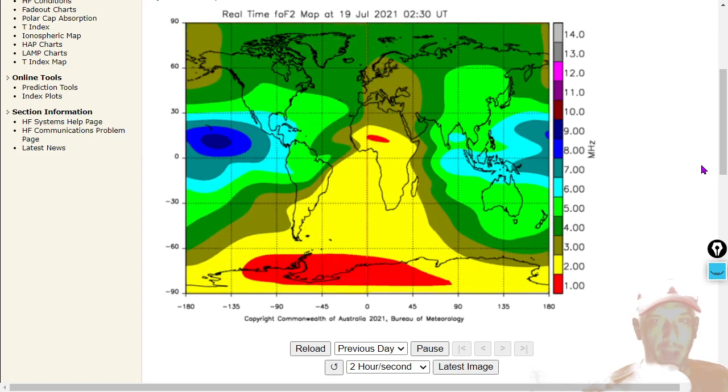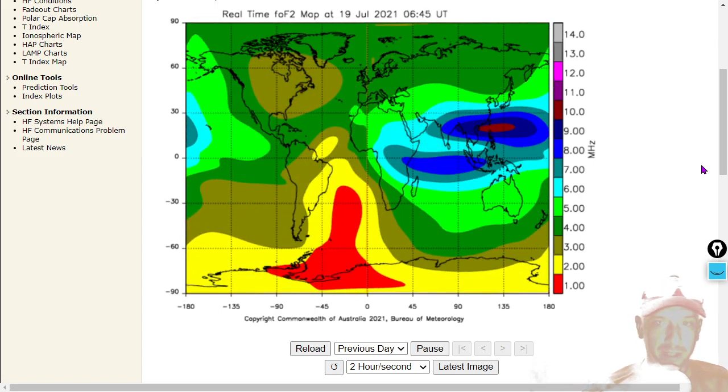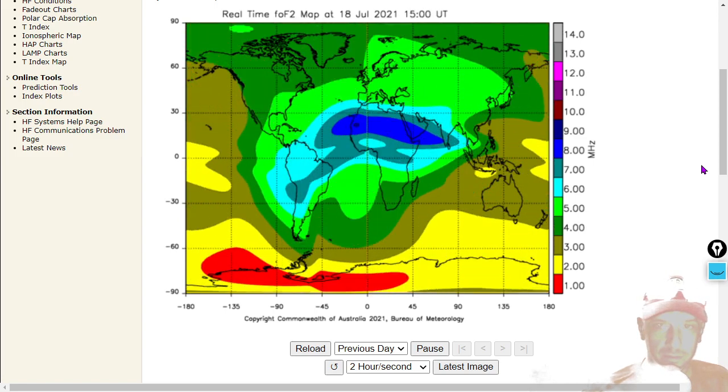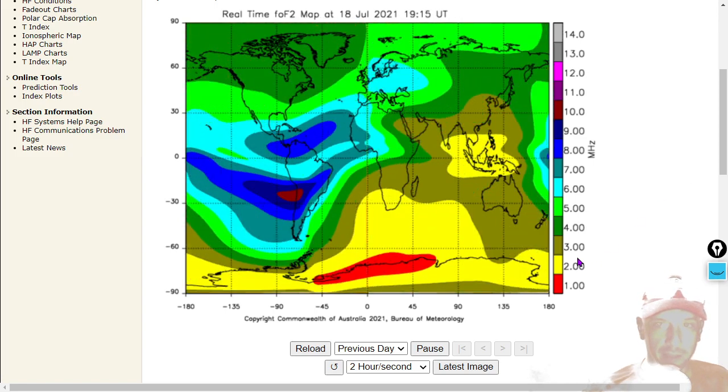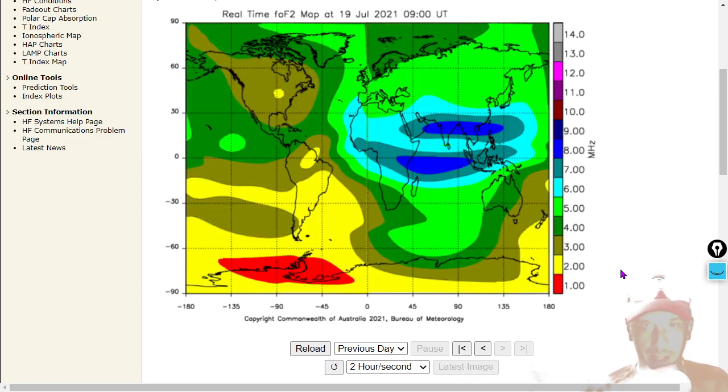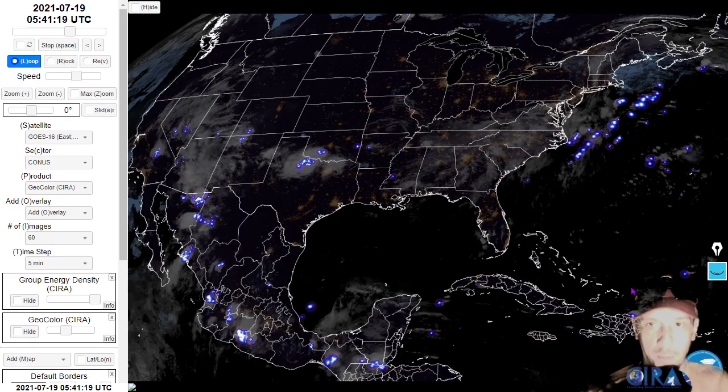The ionospheric anomalies over North America have subsided big time. Ionosphere looking much more normal today. Here's the latest image coming through at 9 o'clock Universal Time. Nothing to write home about there.